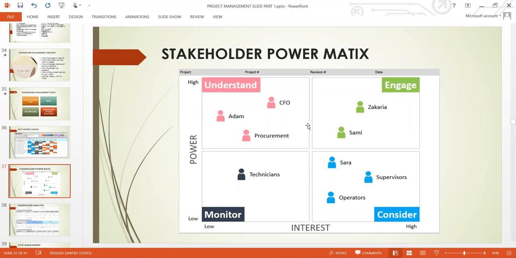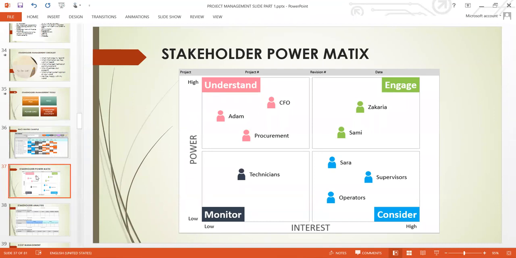And the spoilers here are Adam, the CFO, and procurement. They have high power, but they don't have interest. If the project messes up, they don't give a damn. So these are the people, that's why they are in red. You need to monitor them, you need to understand them. You need to just watch them closely. So that is the stakeholder power matrix.